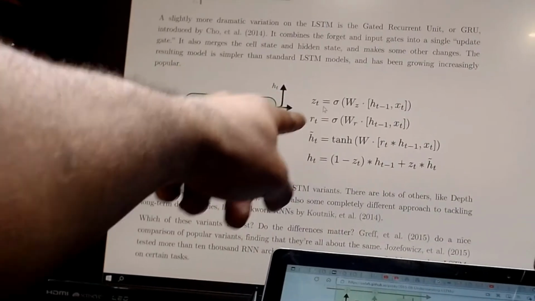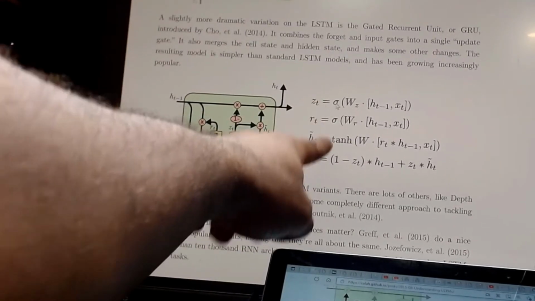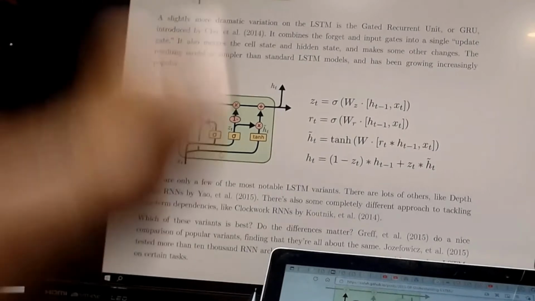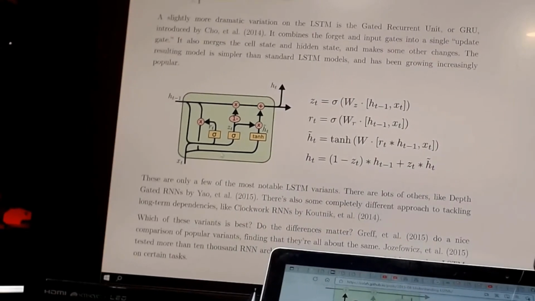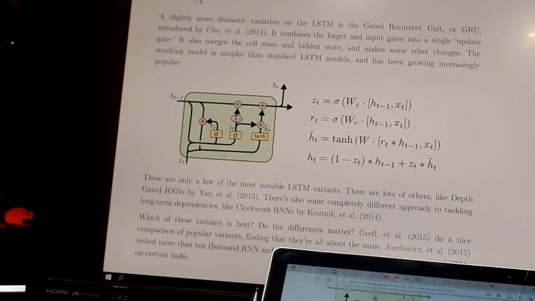So we have ZT, which is our update, and so we have sigmoid, and we multiply that by the previous hidden and current x, and that gives us a value between 0 and 1 that indicates whether or not we want to keep that value. Sorry, 0 and 1 indicates whether or not we want to forget the value, or update the value, or if we want to keep it.